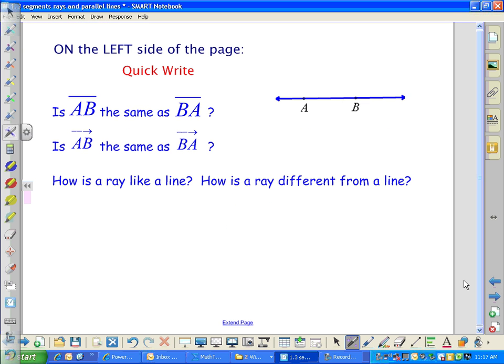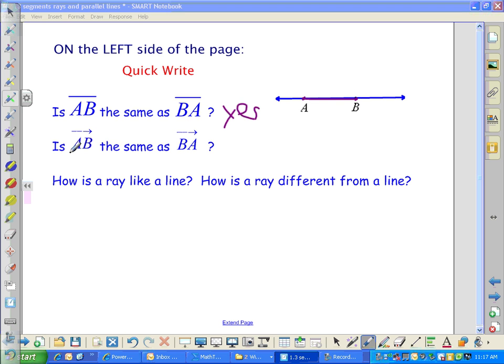Okay, so one of the things that we talked about in class and we did a little writing about is what's the difference between how things are written. So if we look at these questions, is segment AB the same as segment BA? And the answer to this would be yes. They have the same endpoints and they have all the same points in between. So segment AB is the same as segment BA.